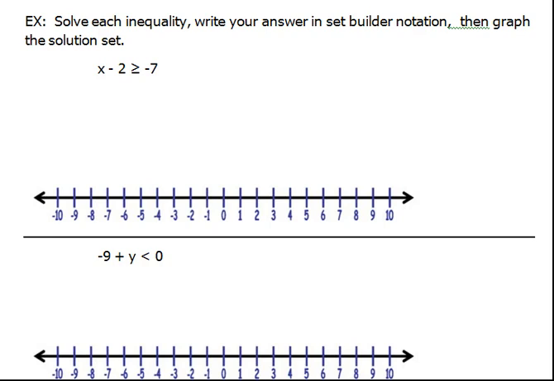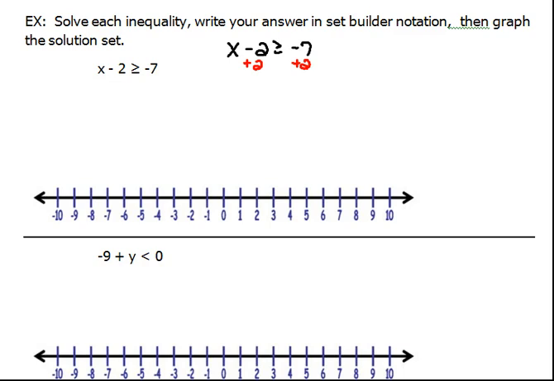In these problems, we're actually going to have to solve them before we begin graphing them. So let's look at this first problem that says x minus 2 is greater than or equal to negative 7. If this was just a plain equal sign, then the first thing that we would do would be to add 2 to both sides to get x alone. Just because this is an inequality, our rules do not change.